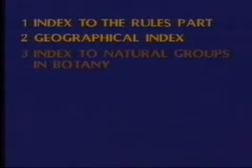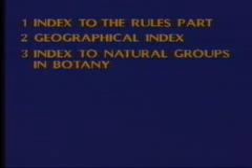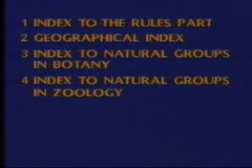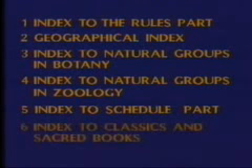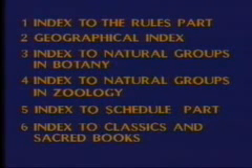The last topic of today's discussion is the index of colon classification. As we all know, it aids in classification. It gives reference to the location of all the terms in the schedule. Ranganathan has provided 6 indexes: index to the rules part, geographical index, index to natural groups in botany, index to natural groups in zoology, index to schedule part, and index to classics and sacred books. We will discuss the index to the schedule part.